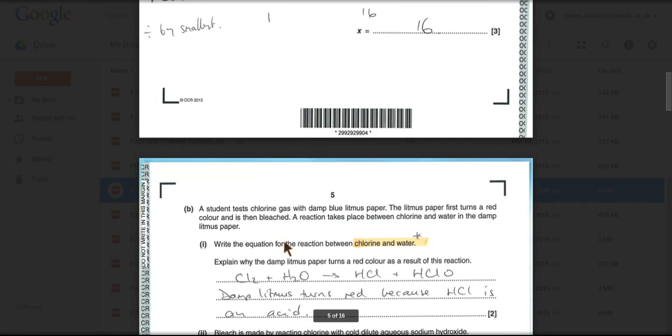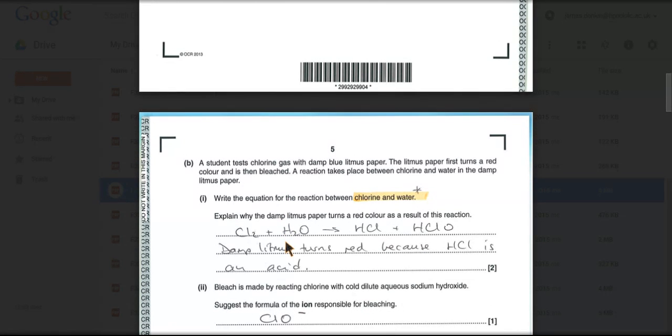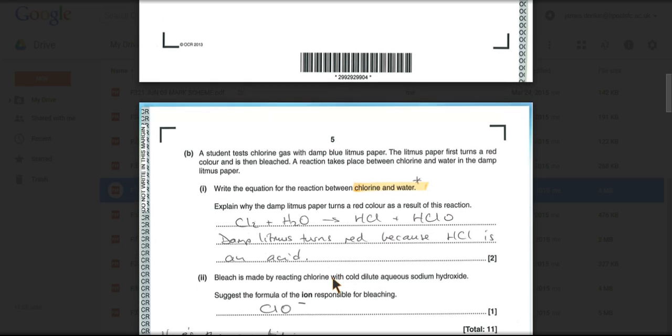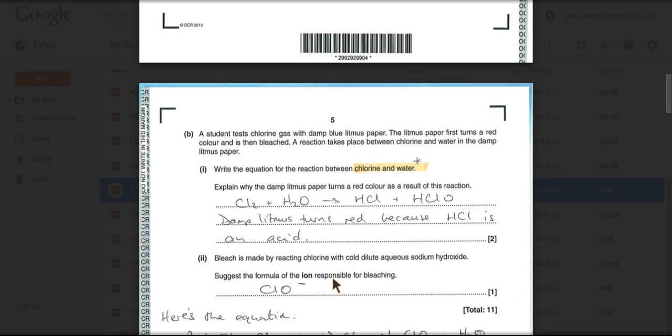And then the bit about chlorine, I said at the end: the student tests chlorine gas with damp blue litmus paper. The litmus paper first turns red and then is bleached. A reaction takes place between chlorine and water in the damp litmus paper. So write an equation for the reaction between chlorine and water. So I sort of tell my students Cl2 plus H2O gives HCl and HClO. And if you can remember that little rhyme, hopefully you'll remember it in the exam.